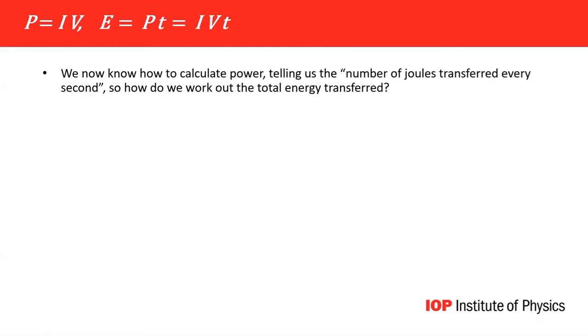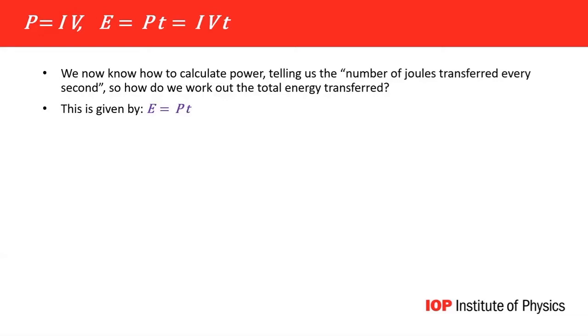In other words, for instance, if you are transferring 5 joules of energy every second, 5 watts, for 10 seconds, you'll see that after 10 seconds, you've managed to transfer 50 joules of energy. And so there's the equation: energy is power times time.